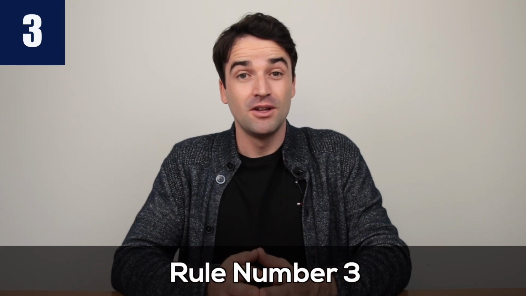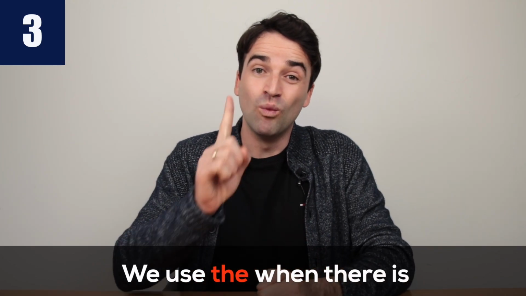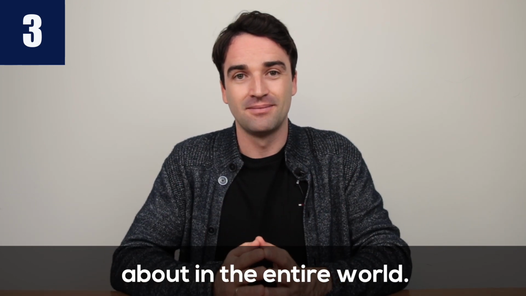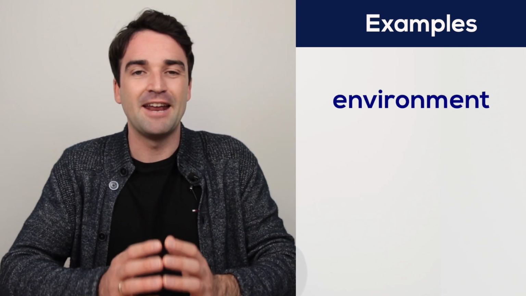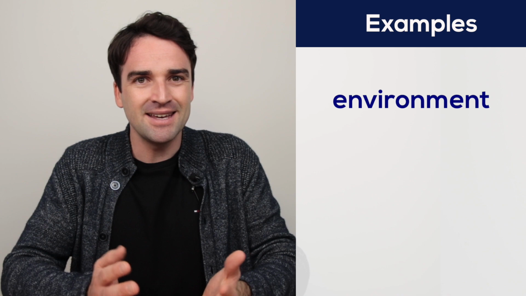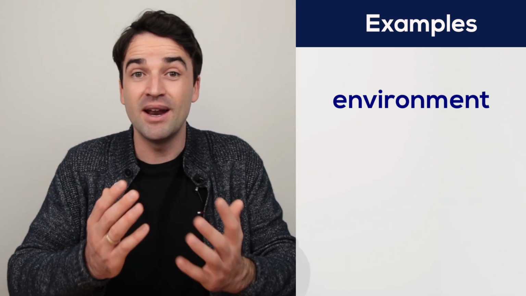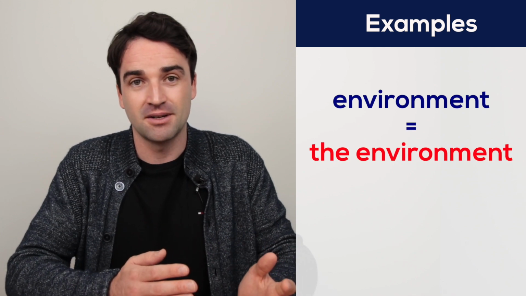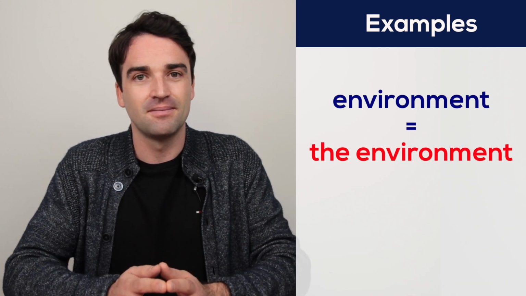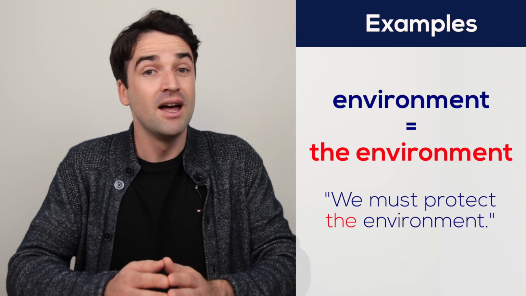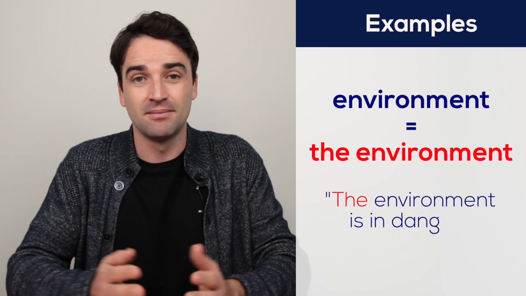Rule number 3. We use the when there is only one of the thing you're talking about in the entire world. So let's look at some examples. How about this word, environment? How many environments are there in the world? Well, there's just one, so it is always the environment. Here's a sample sentence. We must protect the environment. Or, the environment is in danger.